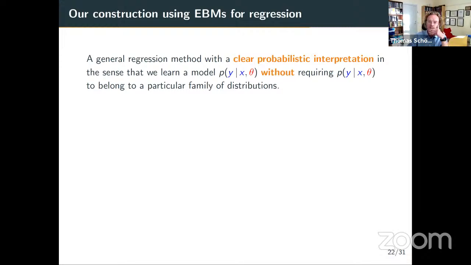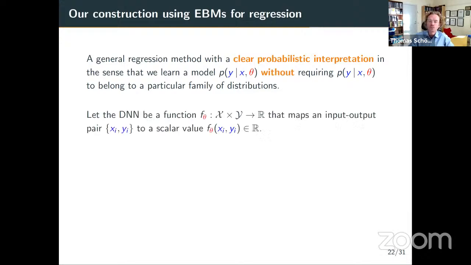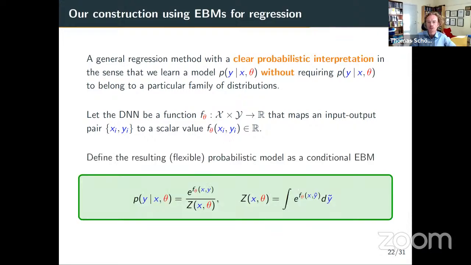So again, what this construction offers, it gives us a clear probabilistic interpretation in the sense that we learn a distribution P of y given x without requiring it to belong to any particular family of distributions. And the deep neural network that we employ maps an input-output pair to a scalar value f. So that's the way the deep neural network comes in. And we define the following flexible model as a conditional energy-based model with both the inputs and the outputs.